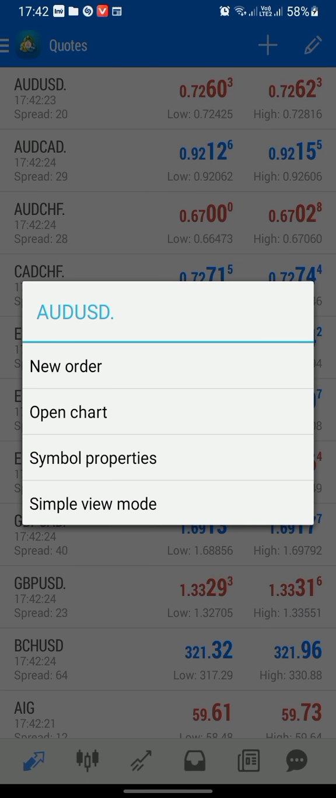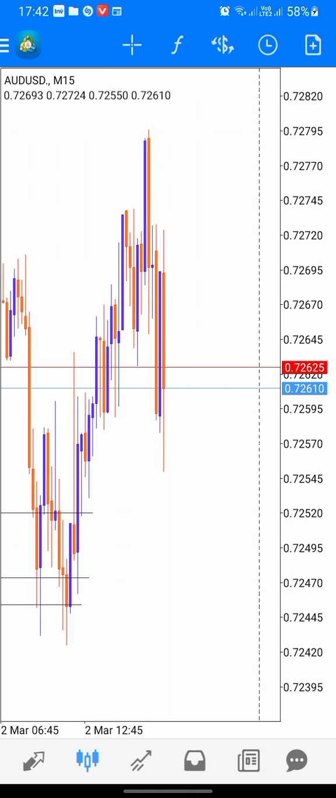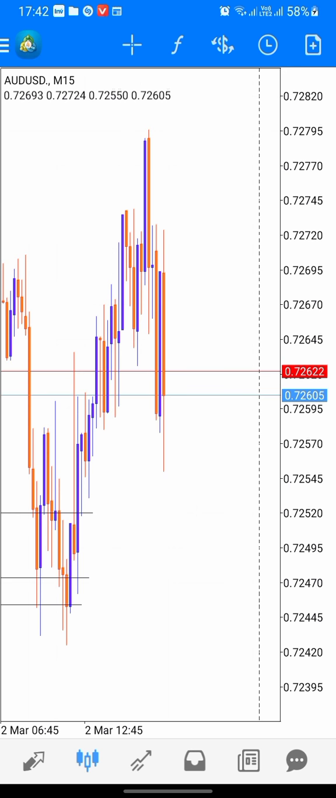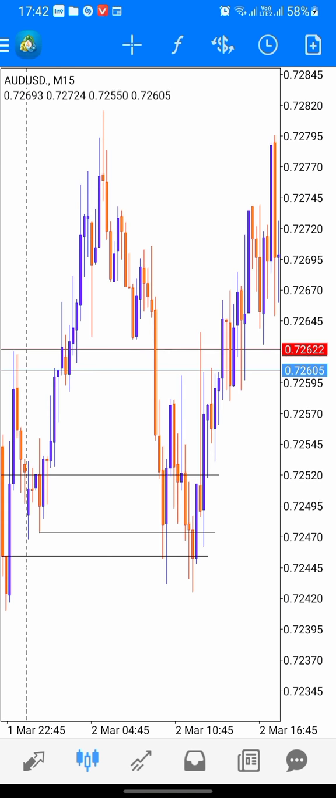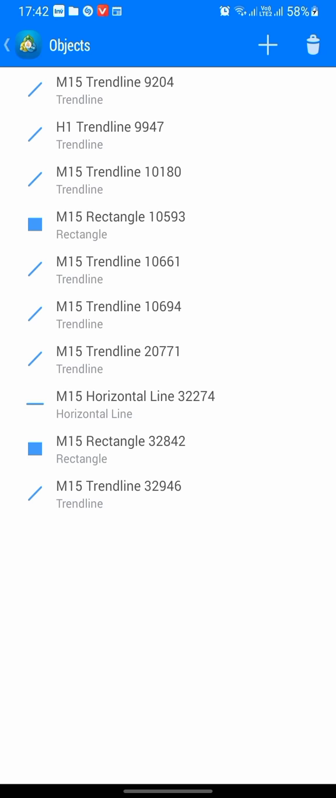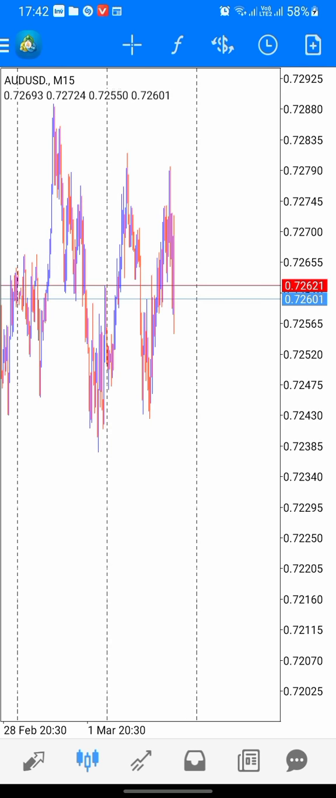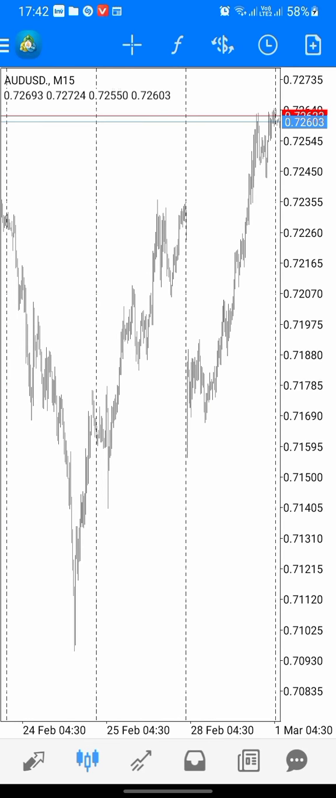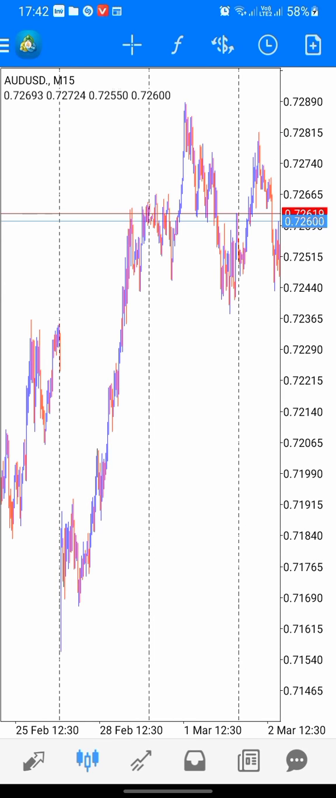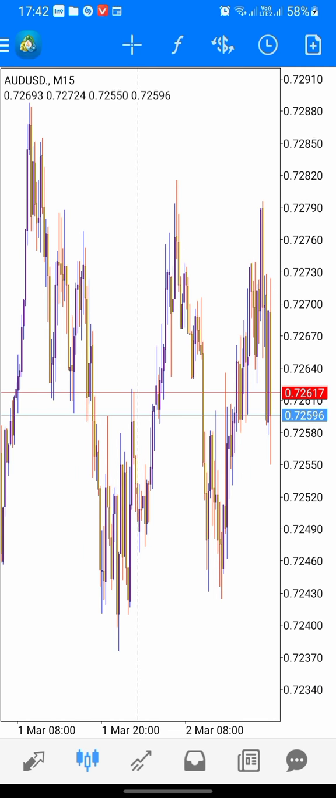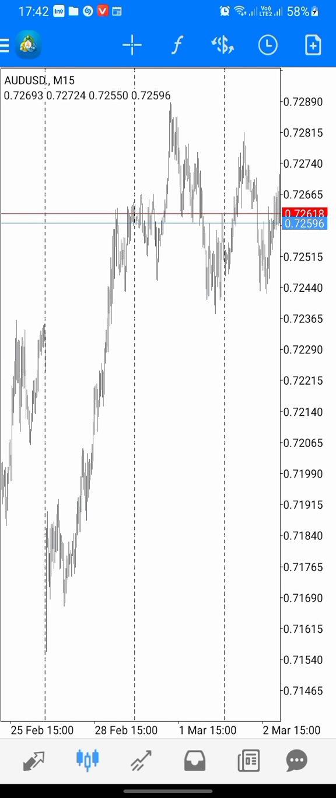So you will click what? Open chart. We have opened a chart on AUD USD, which is very nice. Let me clear everything up. So this is your chart. Your chart will be like this. This is your chart on AUD USD, 15 minutes time frame. Let me explain the features there.